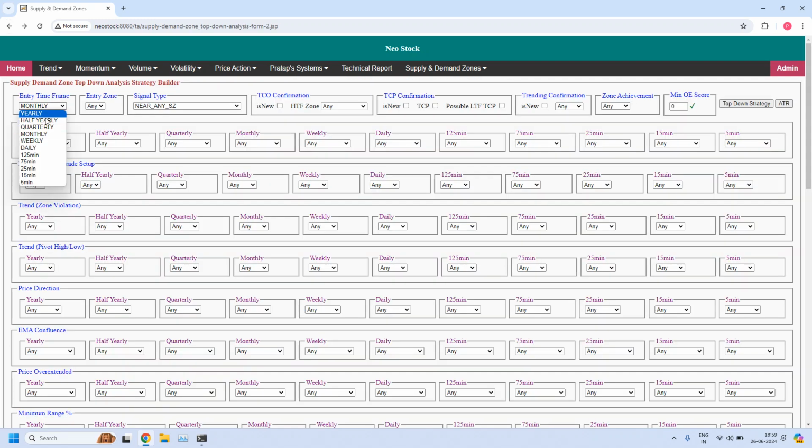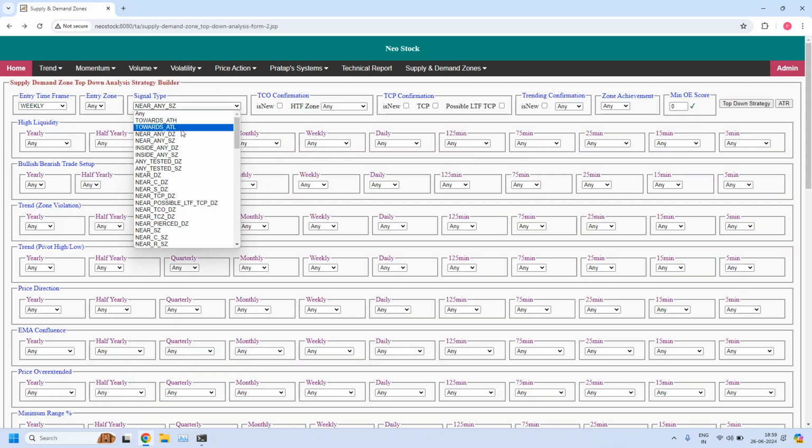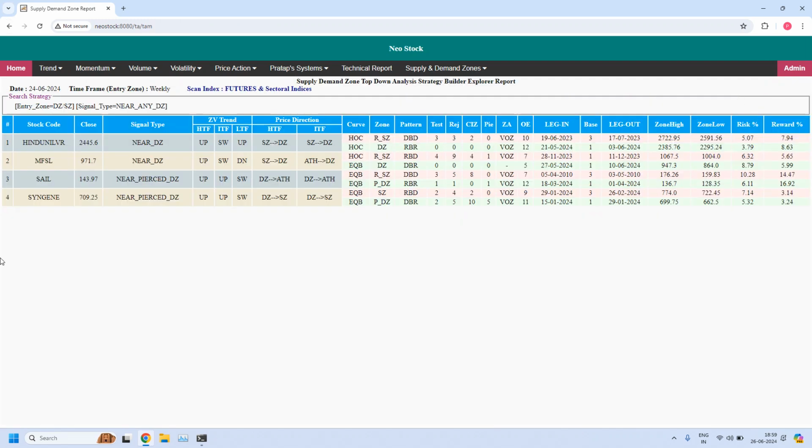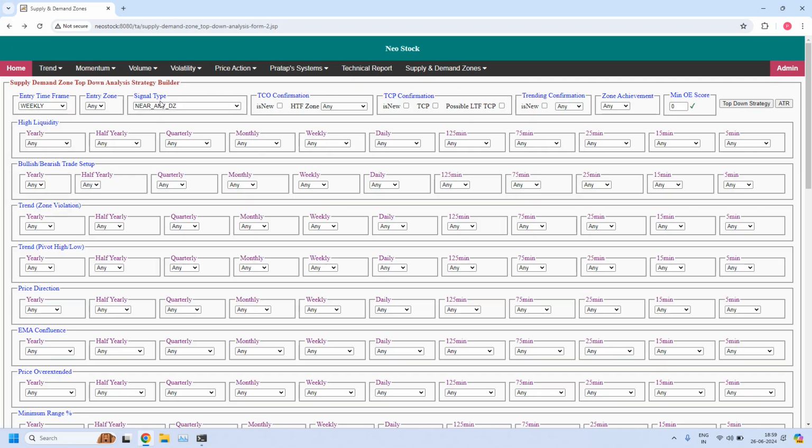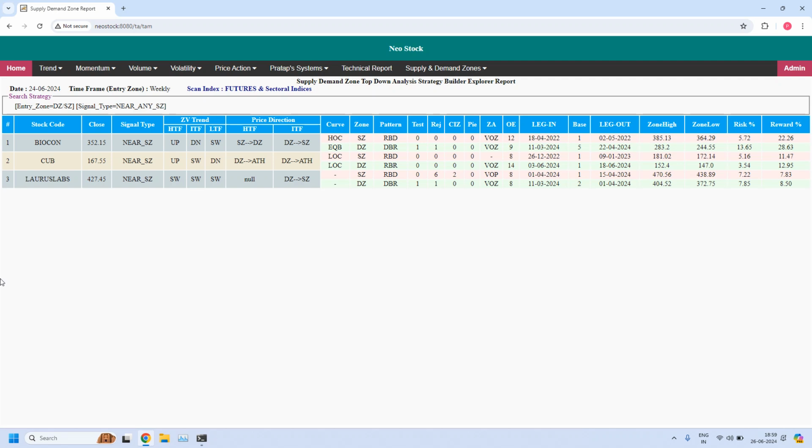Next time frame, weekly. Let us find the stocks near weekly demand zone. 4 stocks are filtered. For weekly time frame, let us find the stocks near weekly supply zone. 3 stocks are filtered.